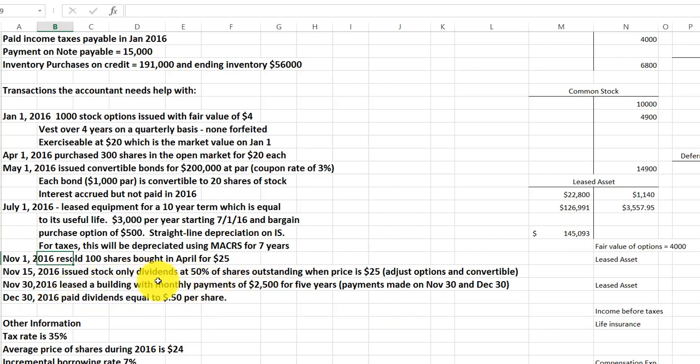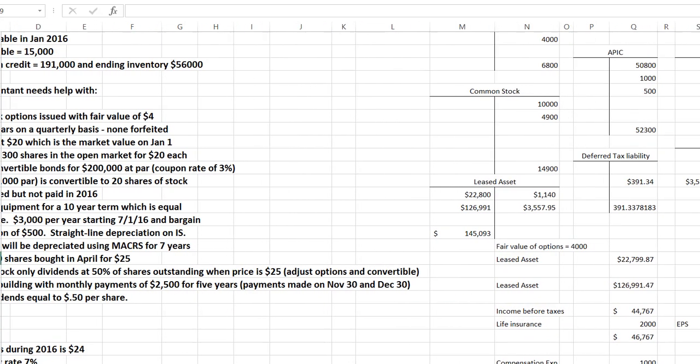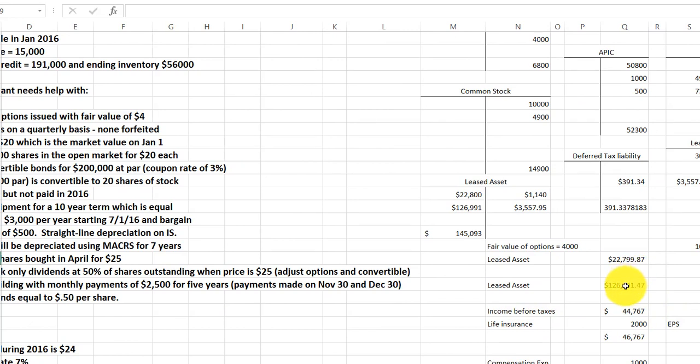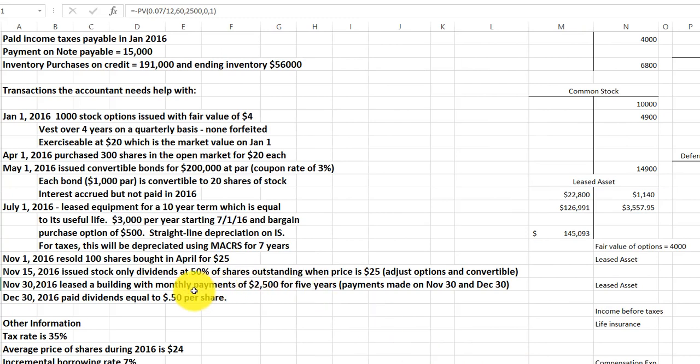And we leased a building. So this here was a finance lease. That's why we're going to depreciate. This is going to be an operating lease because we're only going to have it for 5 years. You still have to do the present value and record a lease asset and lease liability. That lease asset, if you look at the payments, 7%, 12 periods, 60 payments, $2,500, is $126,991. That is your lease asset and your lease liability. So initially, no difference in how we account for it.